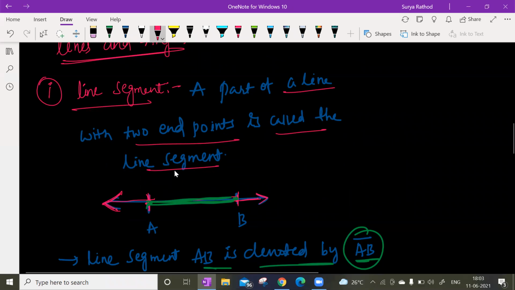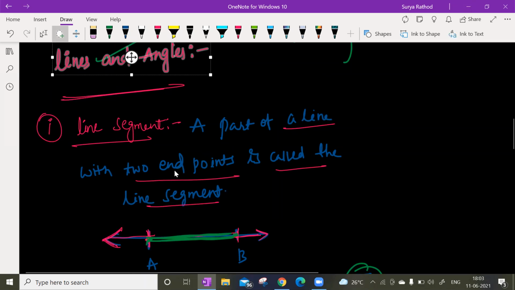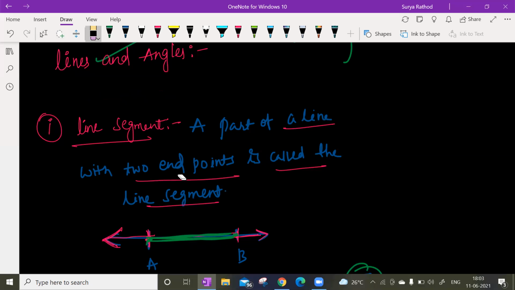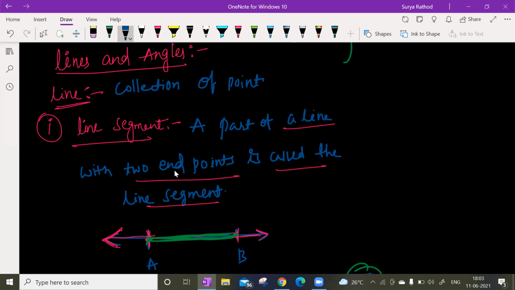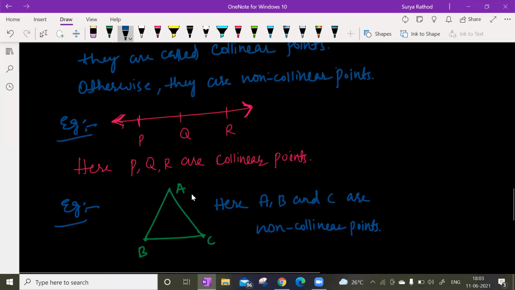So now we are done with the terminologies of lines. What is a line? A collection of points. Write that down, this is the line definition. Under line, we have line segment, ray, collinear points, and non-collinear points. Now we are going to talk about the second term, which is called angle.